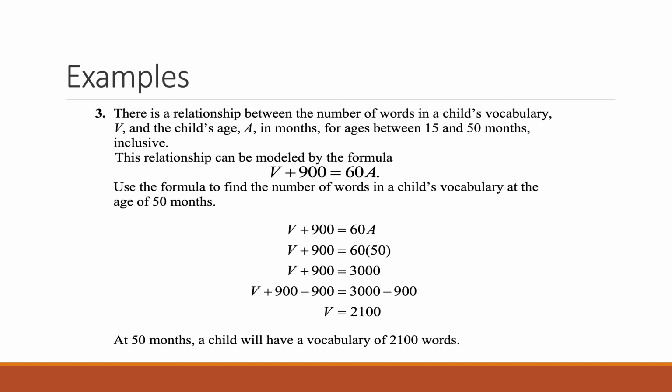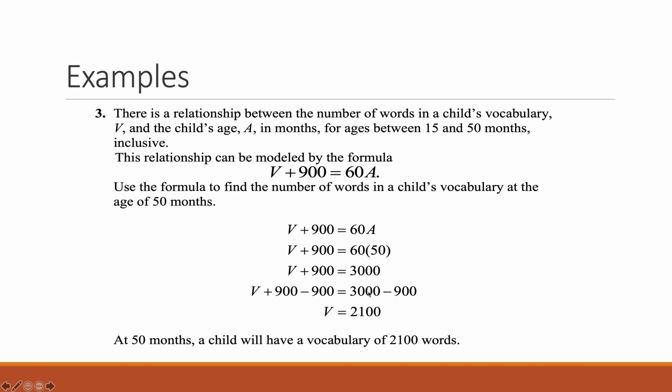So, in other words, all that stuff in the beginning paragraph means mathematically, if I take the vocabulary and add 900, I get 60A, A being the age in months. So here's an example of how we can use formulas like this to arrive at conclusions. Use the formula to find the number of words in a child's vocabulary at the age of 50 months. So all I have to do is substitute in a 50 for A, because the age is 50 months. Okay, I substitute 50 for A.